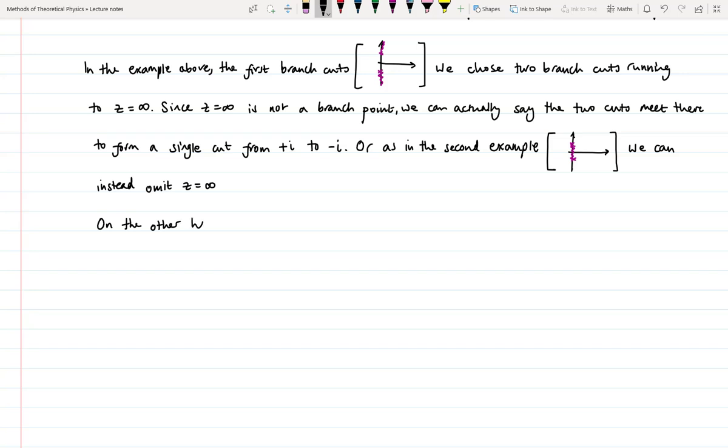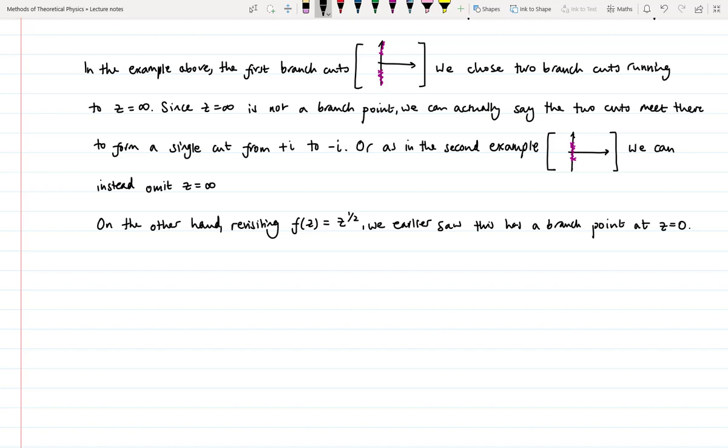On the other hand, revisiting f of z is the square root of z, we earlier saw this has a branch point at z equals 0.